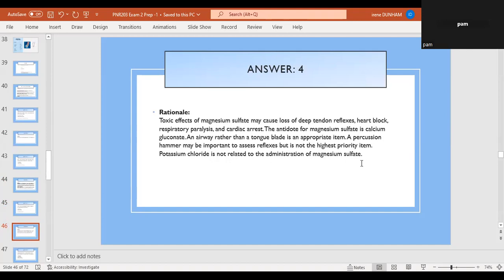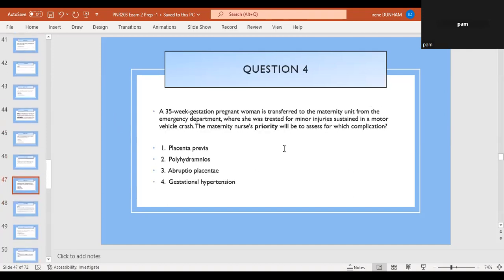I mean, a percussion, a tongue blade is good. You can have it, because it's an airway. Percussion hammer, okay, yeah, to assess reflexes, but it's not the highest priority. Okay. And of course, I wouldn't have potassium chloride, I bet. All right. How about we do another one?